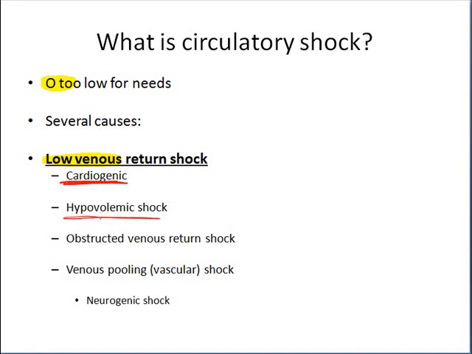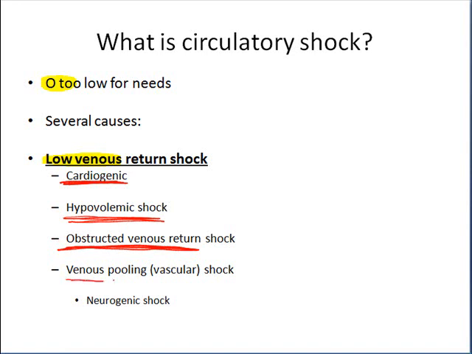Hypovolemic shock occurs when there's too little fluid in the blood. The blood volume has dropped, so the blood pressure drops. And as a result, again, we're not going to get enough blood circulating around the body to support metabolic demand. Sometimes we can have an obstruction in a vein. Let's say somebody gets a tumor growing and it starts to pinch off a vein like the inferior vena cava or something. Then you're going to get obstructive venous return shock.